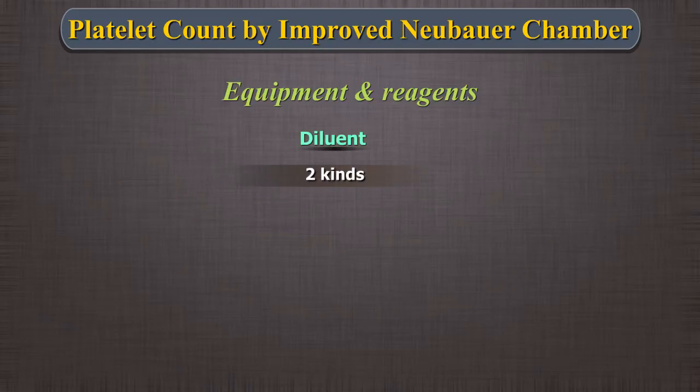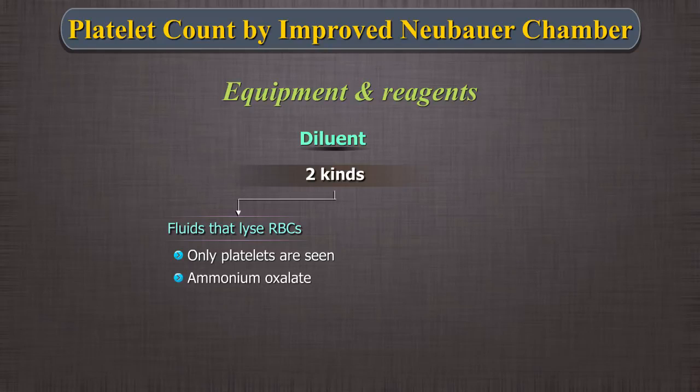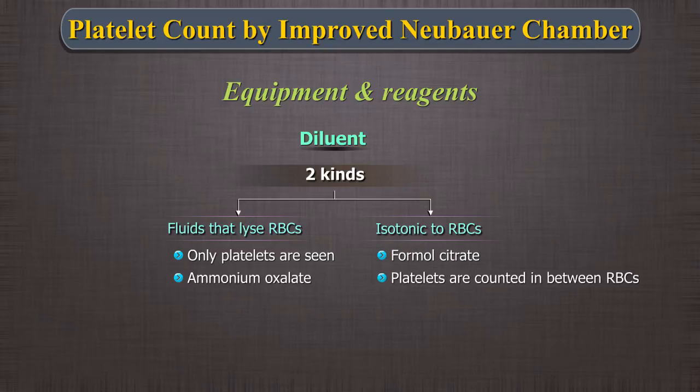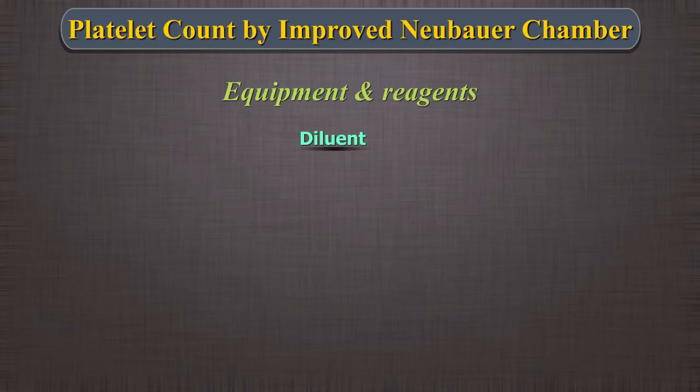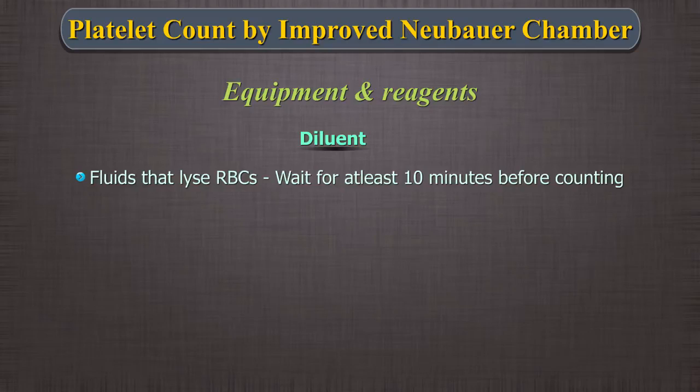Diluent. There are two kinds of platelet fluids available. Fluids that lyse RBCs so that only platelets are seen on the field, example, ammonium oxalate. Those that are isotonic to RBCs and will not lyse them, example, formal citrate. In this case, the platelets are to be counted in between RBCs. If you are using fluids that lyse RBCs, wait for at least 10 minutes so that the RBCs can be lysed before counts are done.